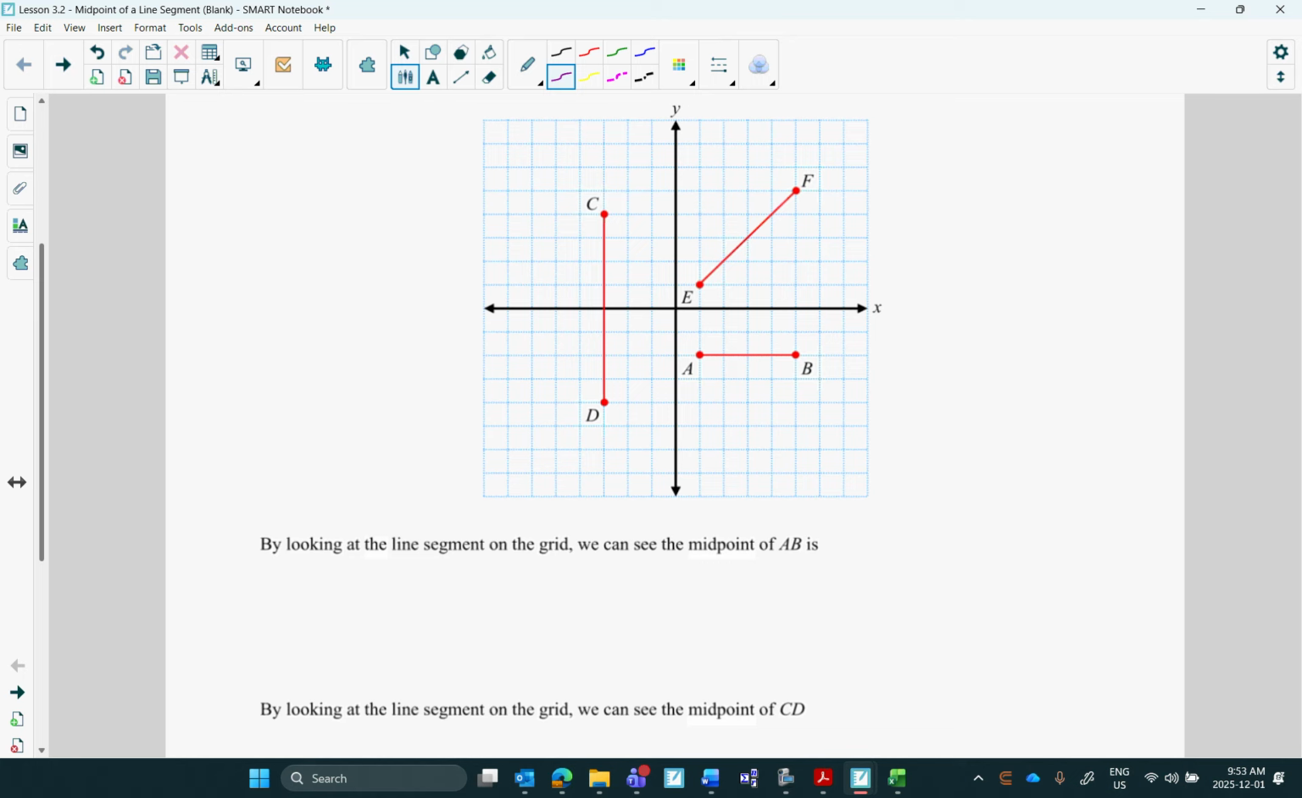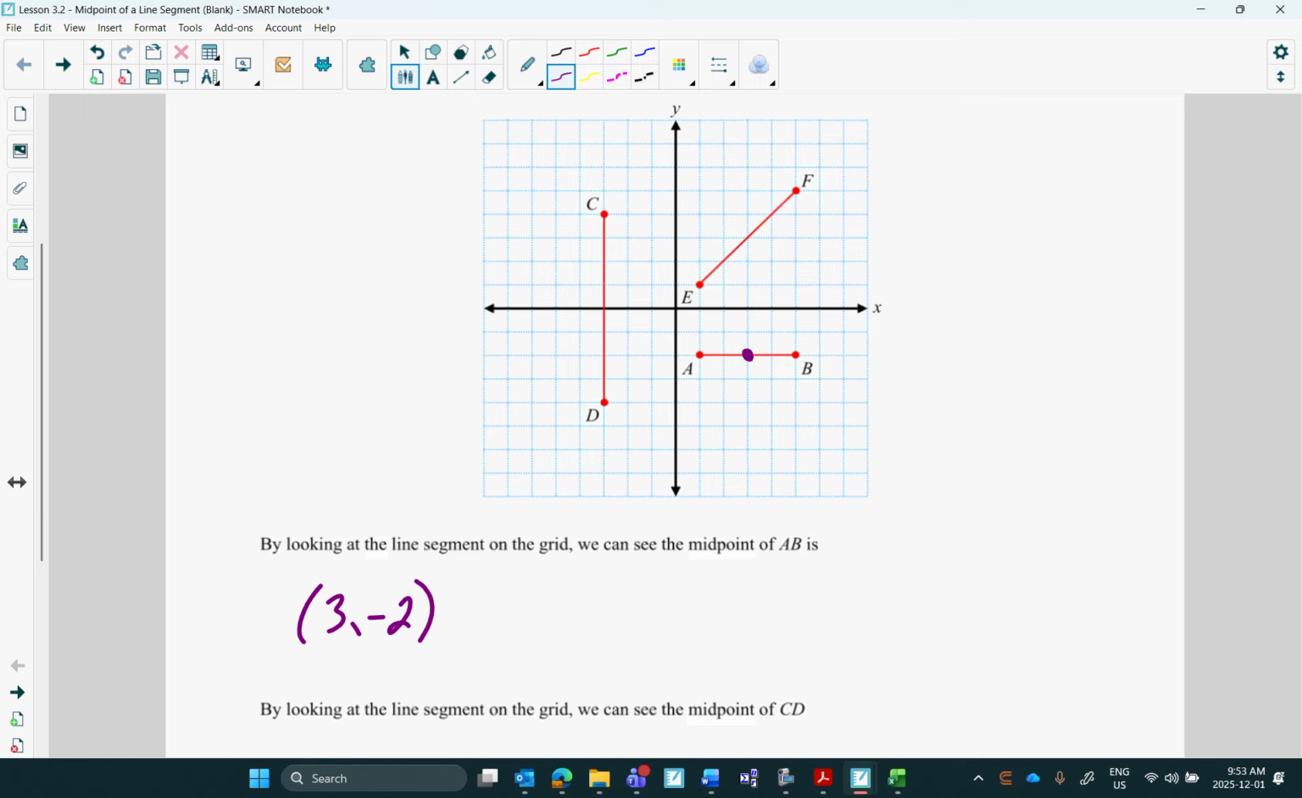So where would I find the midpoint of AB on this grid? What would be the coordinates of the midpoint? Rowan? 3, -2. It would be right here. I think we can all agree. And that is the point 3, -2. And how did we find it? Just kind of find it by looking at it and eyeballing it.